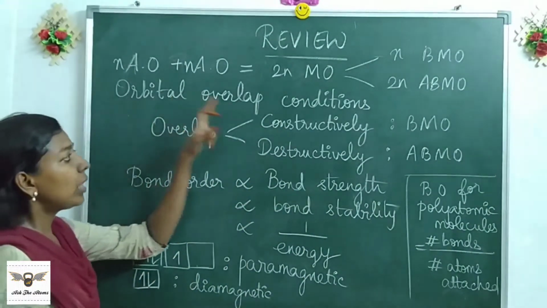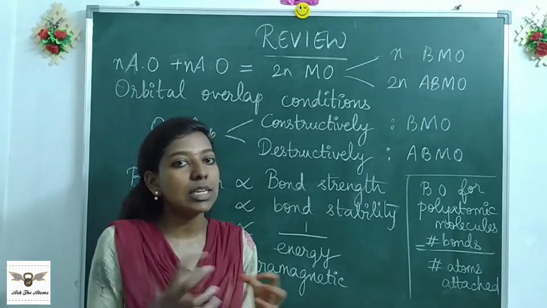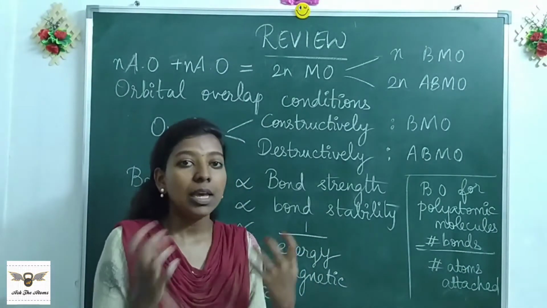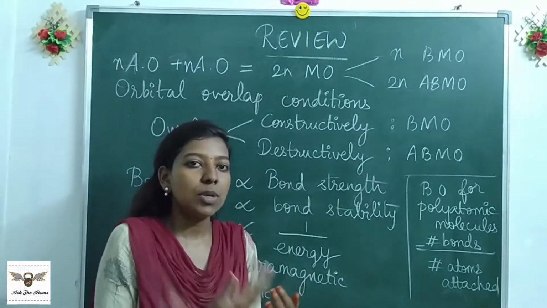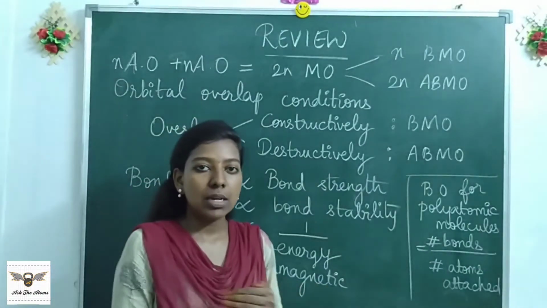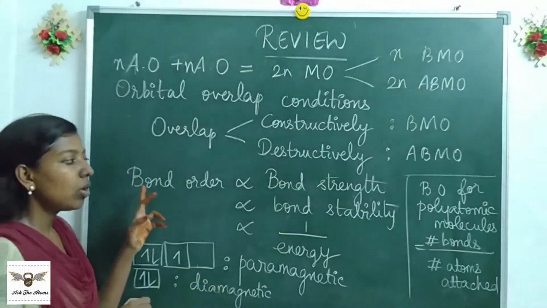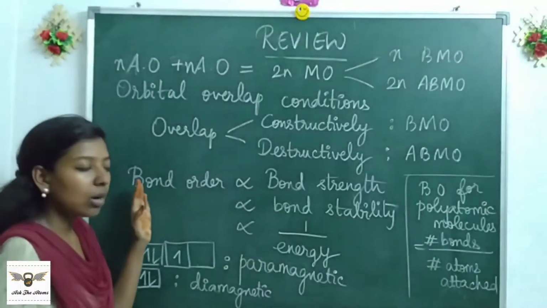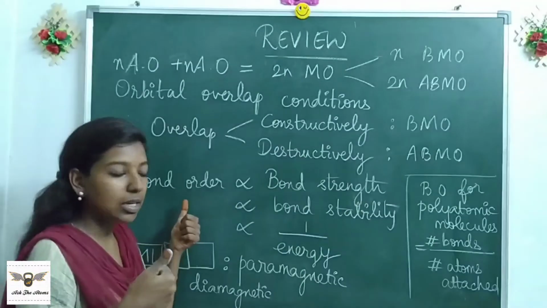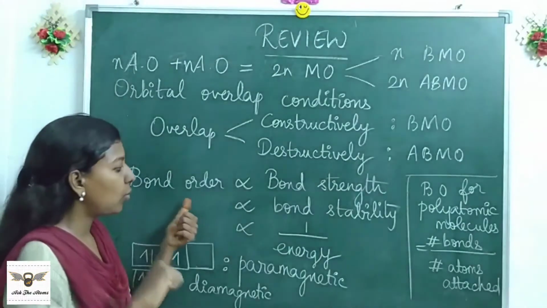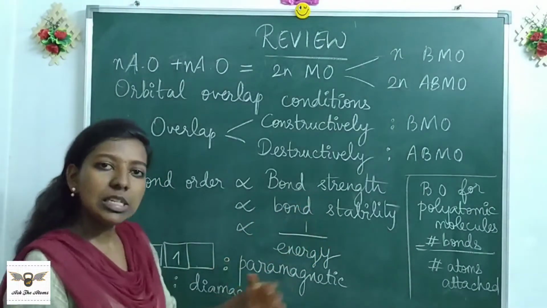Now, orbital overlap conditions. We saw how s and p, p and p, p and d, or s and d orbitals can all overlap. What types of bond can be formed? What is meant by antibonding and bonding? Sigma, sigma star, pi star, those things. Then bond order, which is very important. Bond order is directly proportional to bond strength. When I say bond order 3, bond strength is high. When I say bond order 1, bond strength is low. Bond order is also directly proportional to bond stability, so greater bond strength means it's more stable.